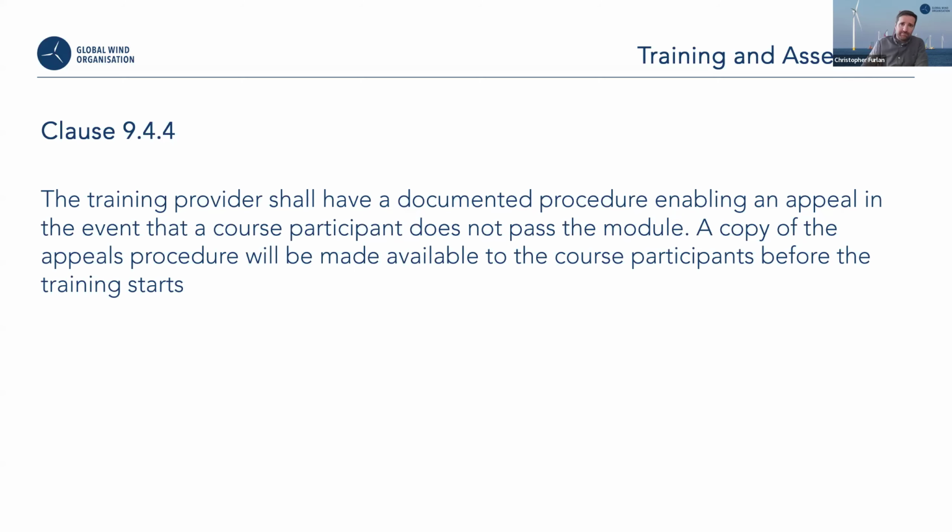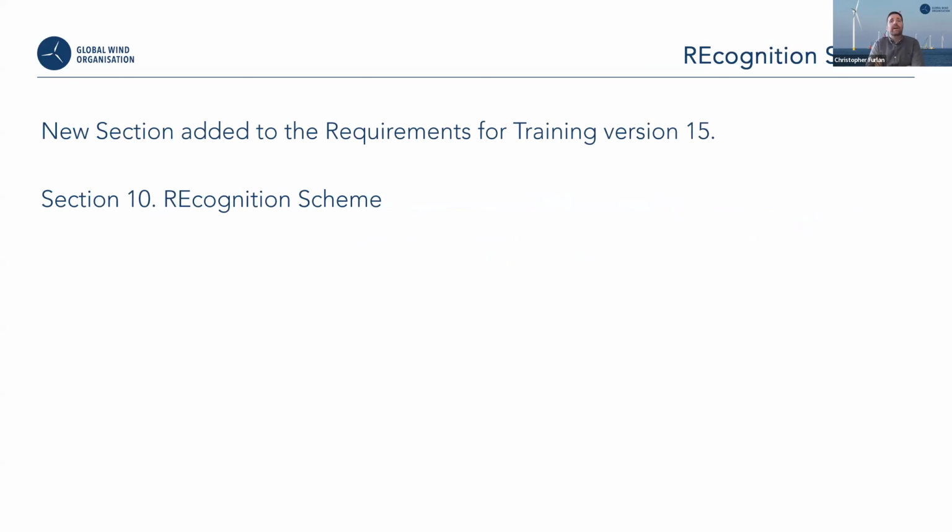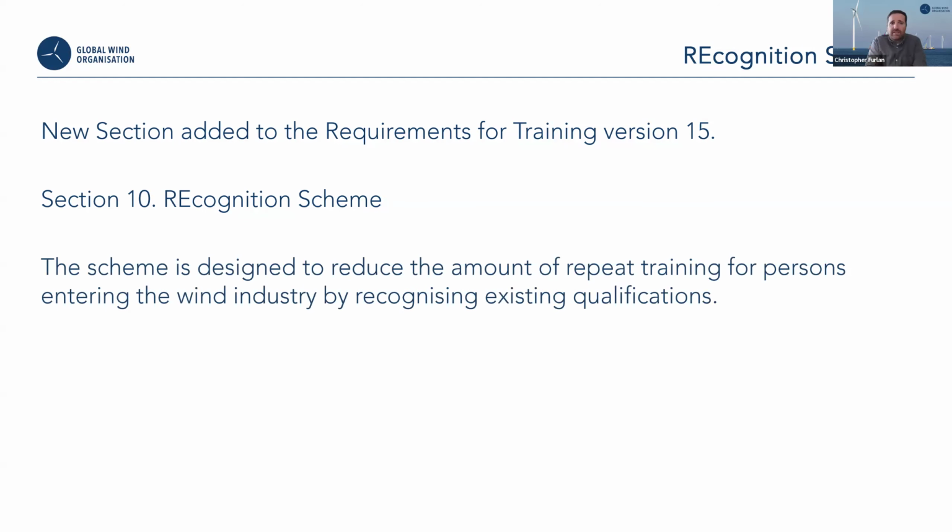Now I'm going to move on quite quickly through this, so it's going to be a very high level introduction to the recognition scheme. This is a completely new section, section 10, which has been added to the requirements for training. The scheme itself has been designed to reduce the amount of repeat training for persons entering the wind industry by recognizing existing qualifications.